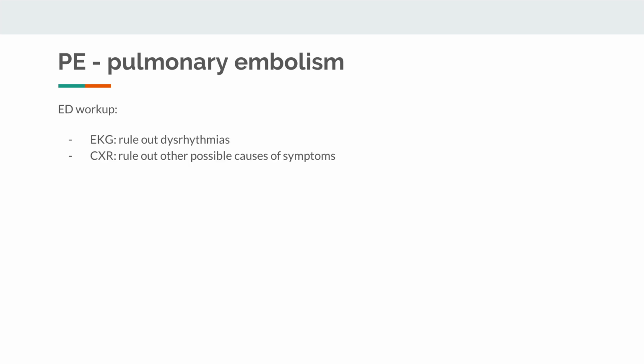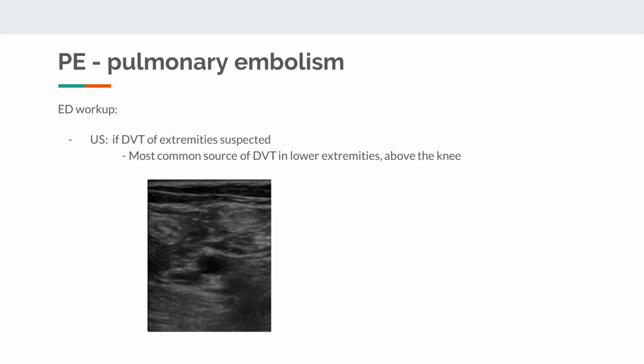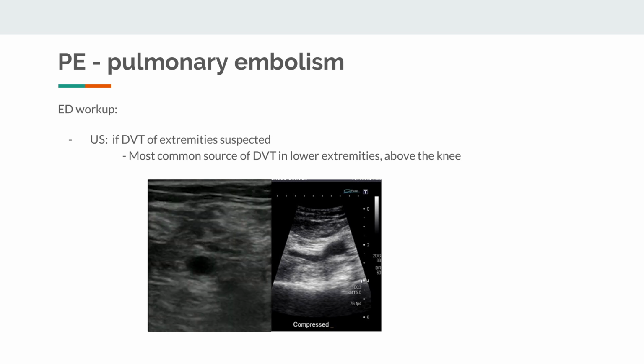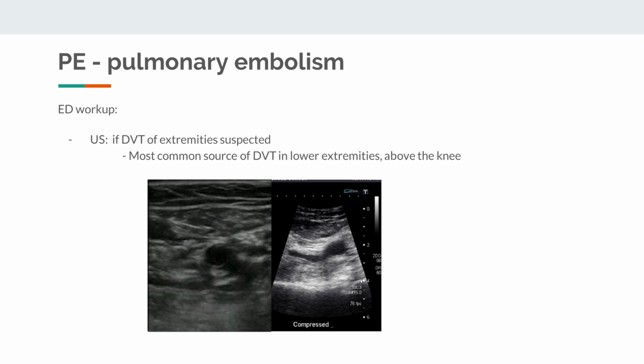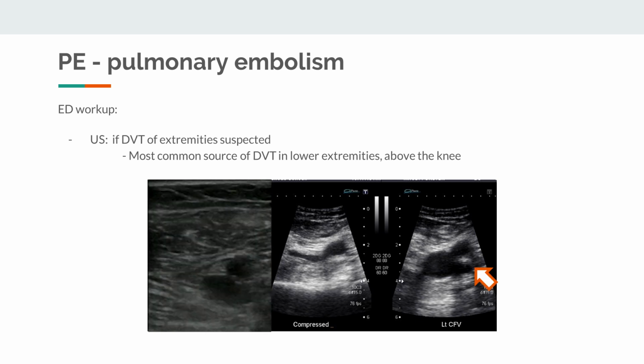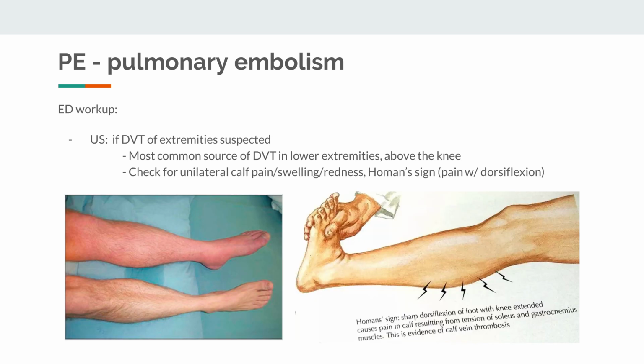Just like every other chest pain and shortness of breath complaint, an EKG and a chest x-ray will be performed to rule out other causes of the patient's symptoms. If a DVT is suspected, an ultrasound of the lower extremities will be performed. Veins are normally compressible because they have a much lower pressure than arteries. But when there's a blood clot within the vein, it may not be compressible and the clot may even be visible. In addition to unilateral pain, swelling, and redness of the lower extremity, another physical exam finding of a DVT is called a Hohmann sign. This is where dorsiflexion will elicit calf pain.